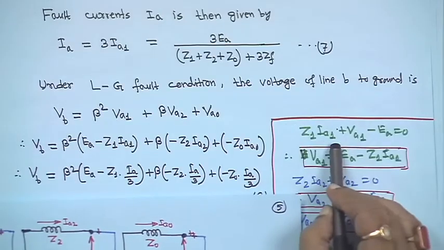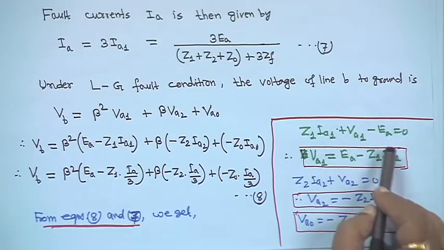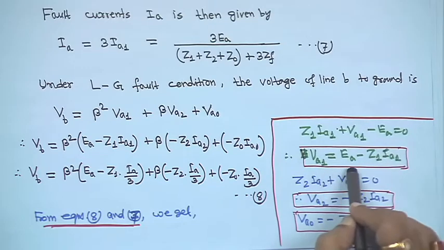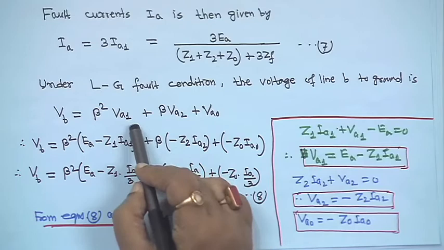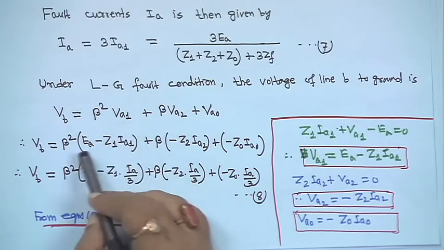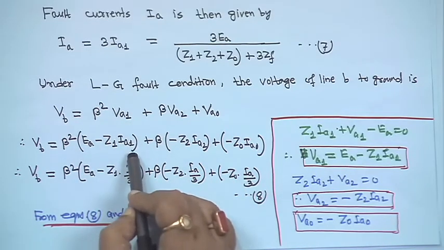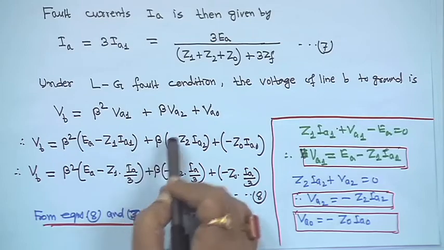So, I am writing Z1 I1 plus VA1 minus EA is equal to 0 here, that means VA1 is equal to EA minus Z1 I1. So, here we are substituting, instead of VA1, we are writing beta square into EA minus Z1 IA1. Now, plus beta, now VA2.